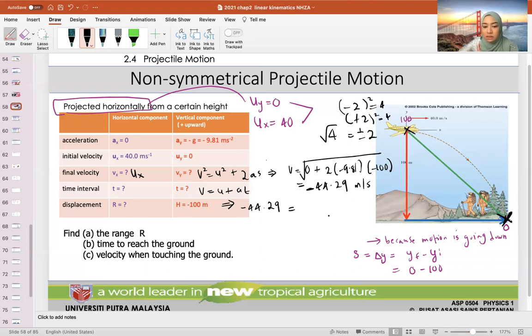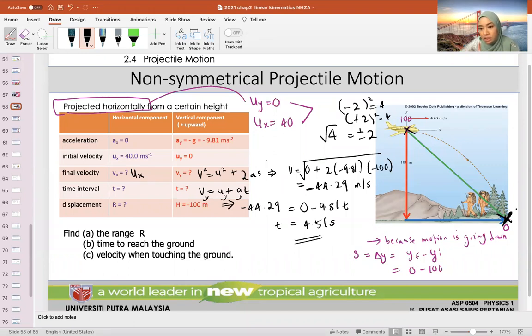So V equals minus 44.29. The initial velocity that we started with in the Y direction is 0. So UY, VY, AY is minus 9.81. I don't know what the time is. This is what I'm trying to find. Okay, macam biasa, minta tolong. Mine divided by minus 9.81. What did you guys get? 4.51, okay, sama. 4.51 seconds is the time taken to reach the end.